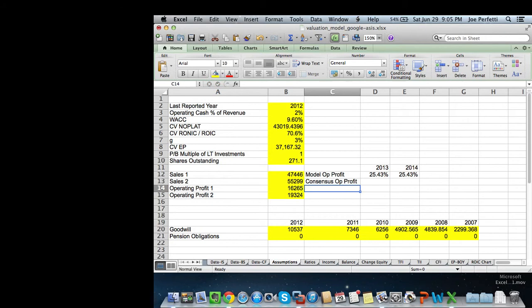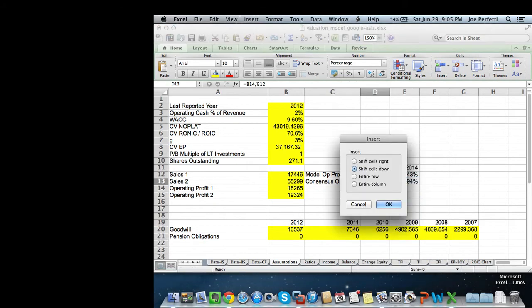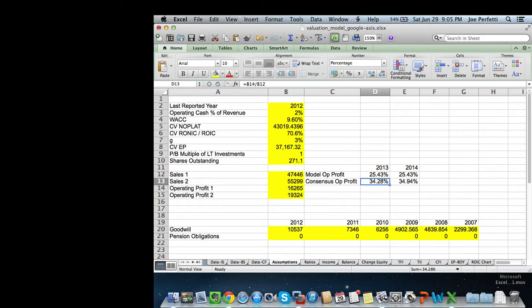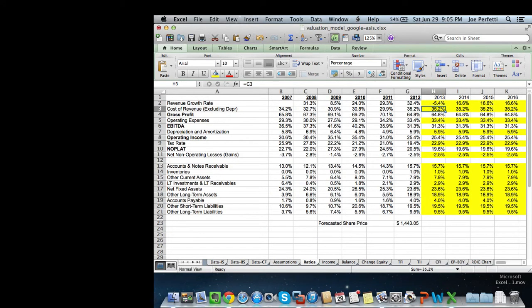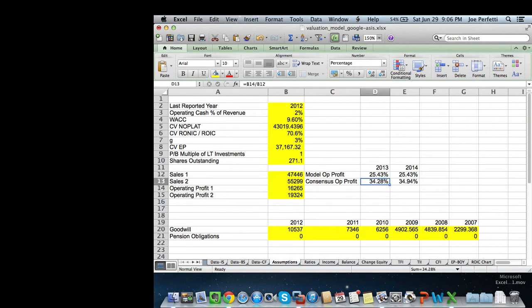The consensus operating profit we actually have equals the operating profit 1 divided by sales 1, equals the operating profit 2 divided by sales 2. That's what the analysts are predicting for operating profit for Google. Everybody see that? So the model in the ratios is predicting this operating profit, 25.4, and the consensus is predicting something much higher, 16.625 divided by 47 is closer to 34%. So the market's actually predicting a much higher operating profit for the next couple of years for Google versus where they were historically. Make sense? Questions about that?